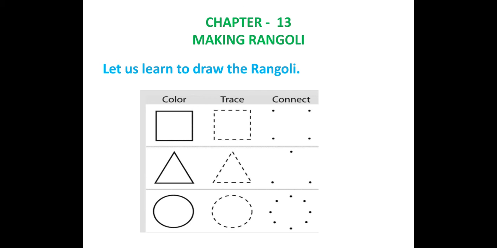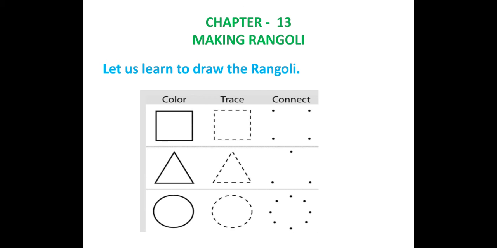Trace. What is meant by trace? Trace means they have different dots. Using the dots we have to make the picture. So using the dots we have to connect them to make a shape. In trace we make the connection and finally give the output as square. So we have to connect the dots.